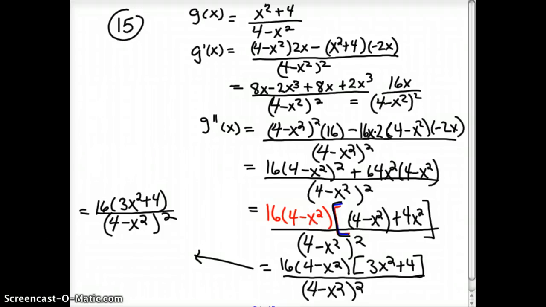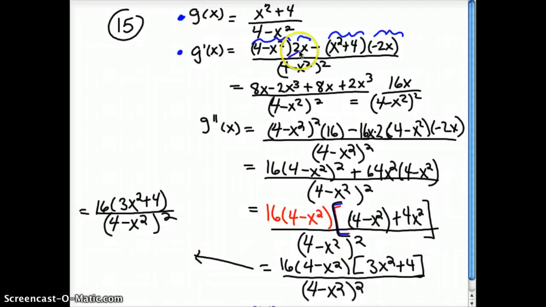Anyway, number 15 has some really good algebra in it, and it has a few details that I want you to pay close attention to also. So our original function was given as a quotient of two functions, so I launched into the quotient rule right away, and I did my low d high minus high d low. I drew a line and I squared below.